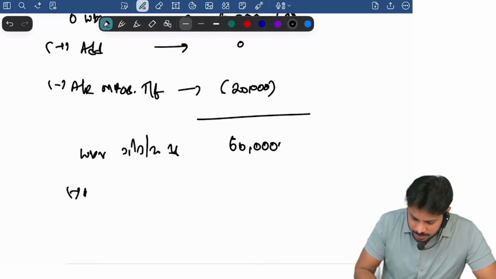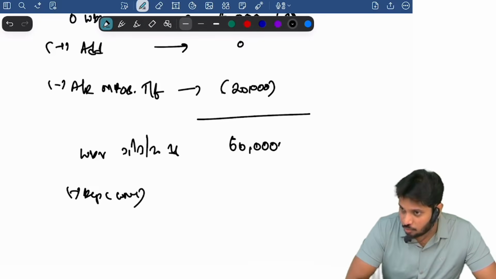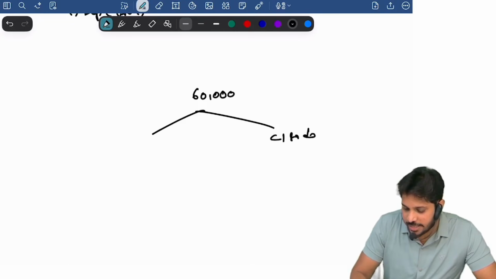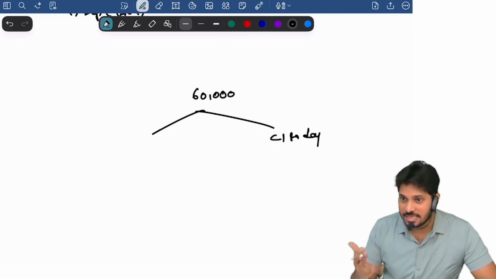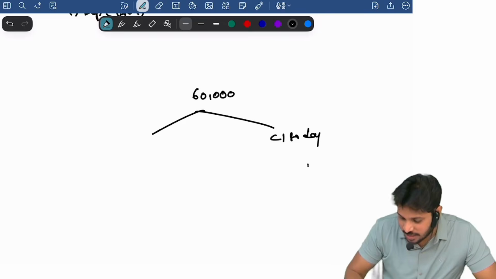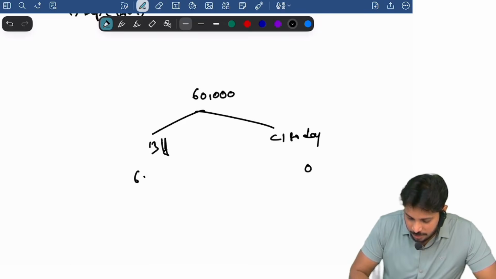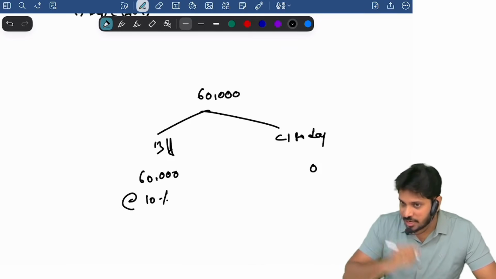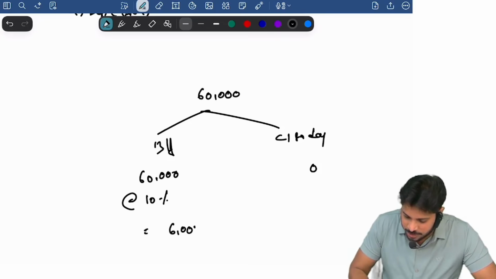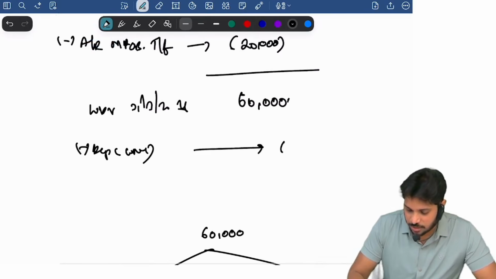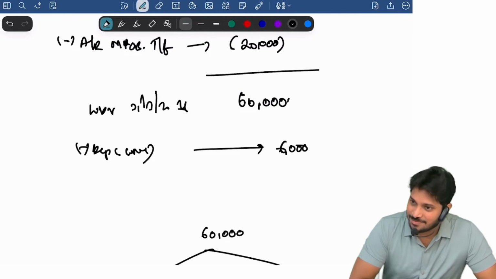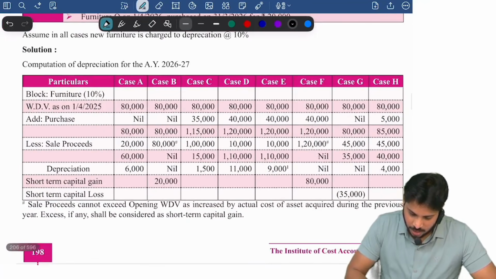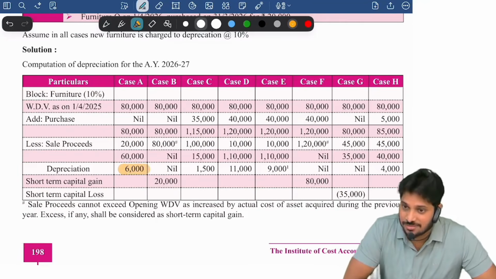Now I will calculate depreciation, working note number 1. How much is the depreciation? On 60,000 rupees, first I will allocate to less than 180 days purchase. But in case number A of this question we don't have purchase information, therefore 0. Then every other amount has to be allocated as the balancing figure, which is chargeable to depreciation at the full rate. For furniture, what is the full rate of depreciation? 10%. Therefore, depreciation is how much? 6,000. That's it. Easy. Now look at the answer given for the first question. For case A, how much is the depreciation? You see here, 6,000. Correct?